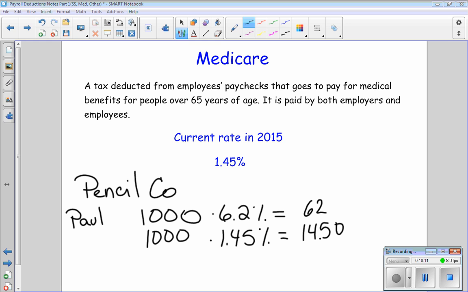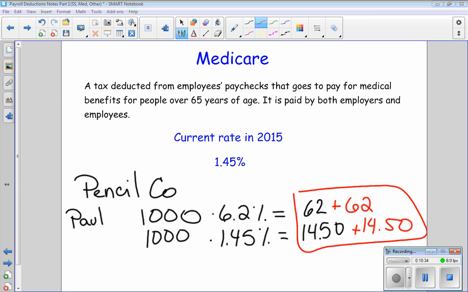Here's what Paul has to pay to Social Security and Medicare. As the owner of Pencil Company, I have to send that amount in, plus I have to match it. I have to add $62 to Social Security. I have to add $14.50 to Medicare, and that total is the amount that I, as the owner of Pencil Company, have to mail in. Most people don't know that. So not only does your boss have to pay your wage, he also has to match your Social Security and Medicare. You are expensive. So when your boss gets on you, give him some slack because you are expensive.